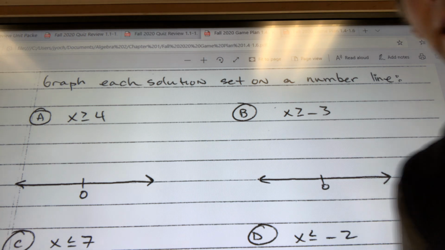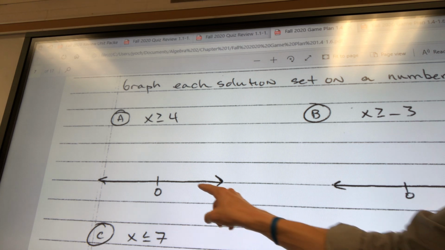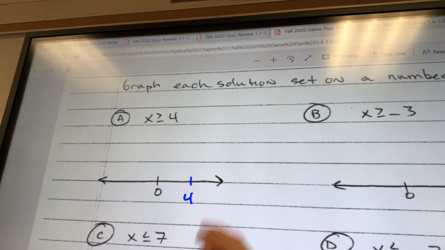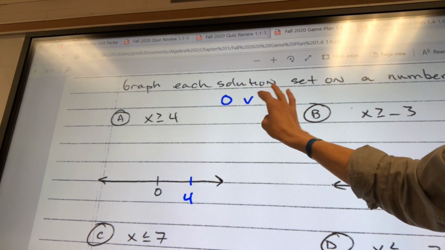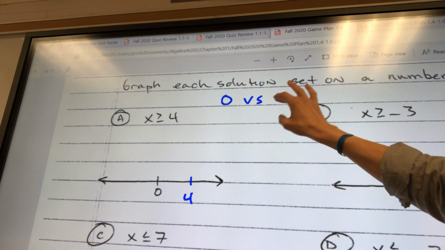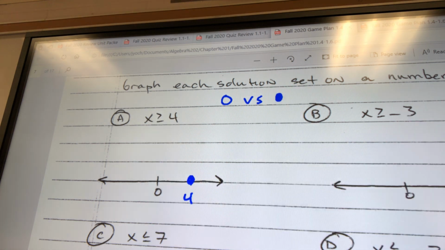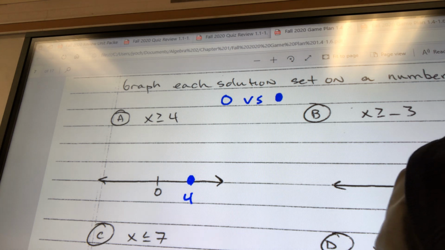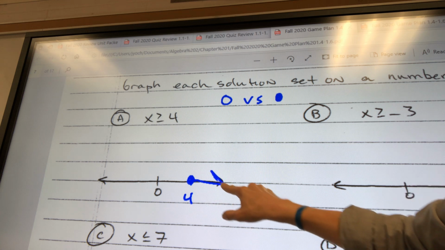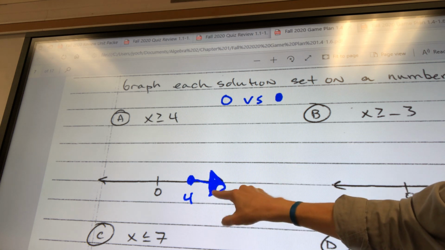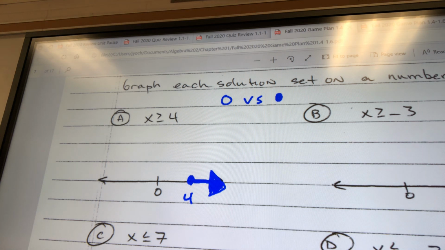So on A over here, what we're going to do is put 4, it's to the right of 0. Now, greater than or equal to, you have the open circle versus the closed circle. Closed circle is for equality, and that's what you have here. X is greater than or equal to, it could be 4. Greater than is to the right, folks. All the numbers that are greater than or equal to 4 are to the right, and that's how you're going to shade it for me. You're going to really show that you know it is to the right.